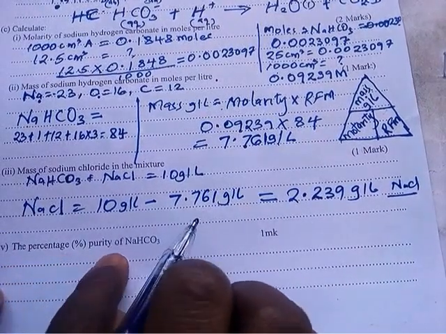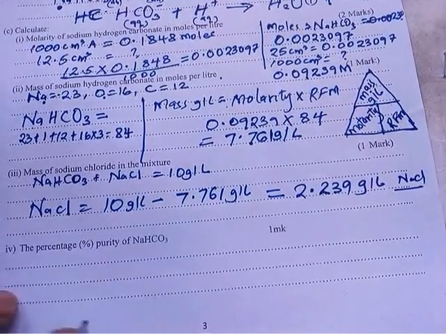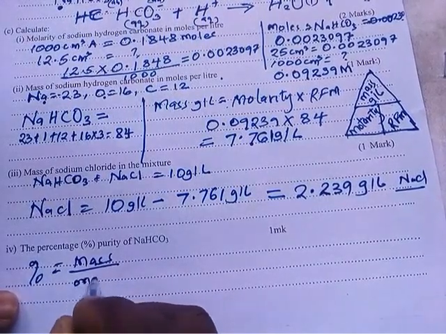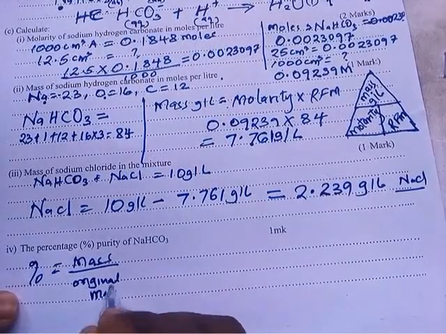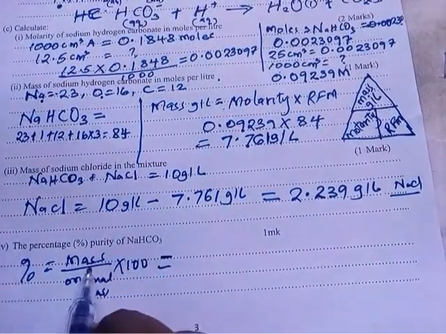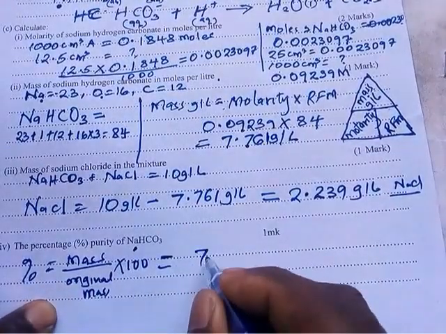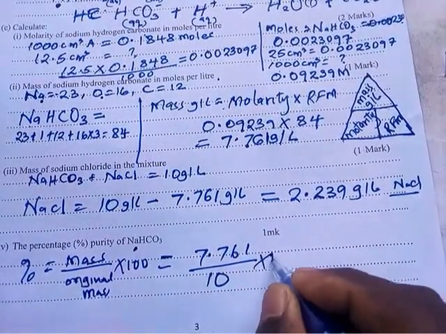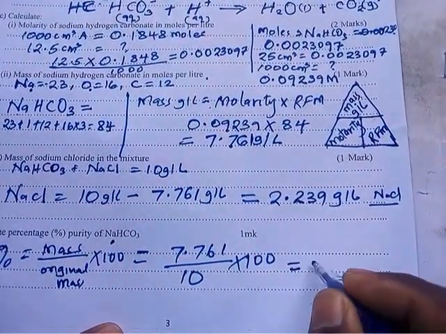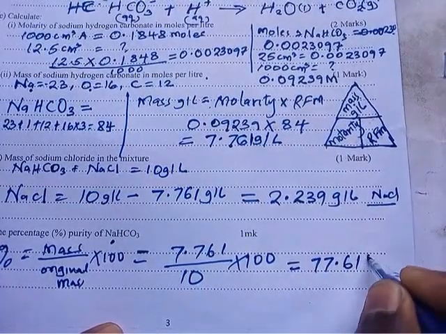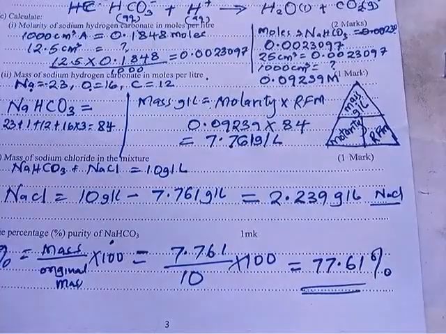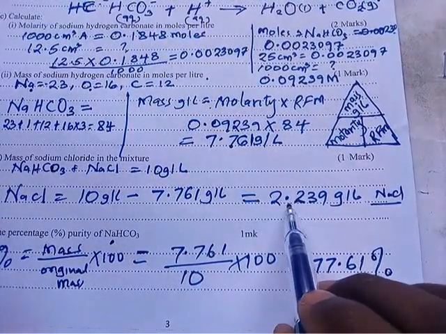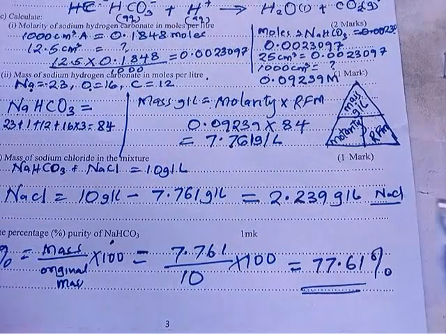Calculate the percentage purity of sodium hydrogen carbonate. Percentage purity is equal to the mass over the original mass times 100. So the mass of sodium hydrogen carbonate is 7.761 divided by the total mass, which is 10, times 100. And this will give us 77.61%. If you were asked the percentage purity of sodium chloride, you put its mass, which is 2.239, divided by 10 times 100. And you are done.